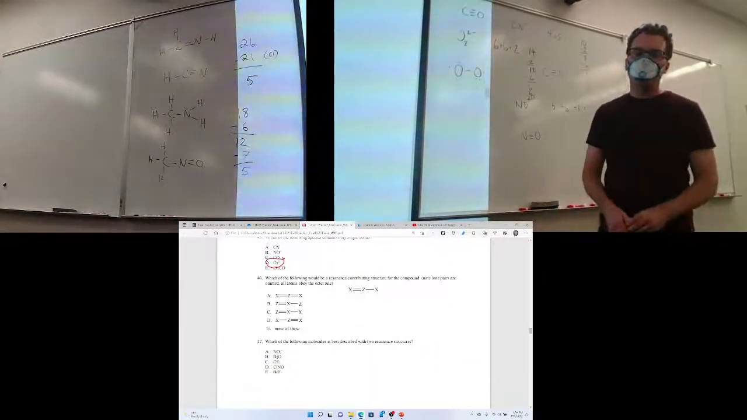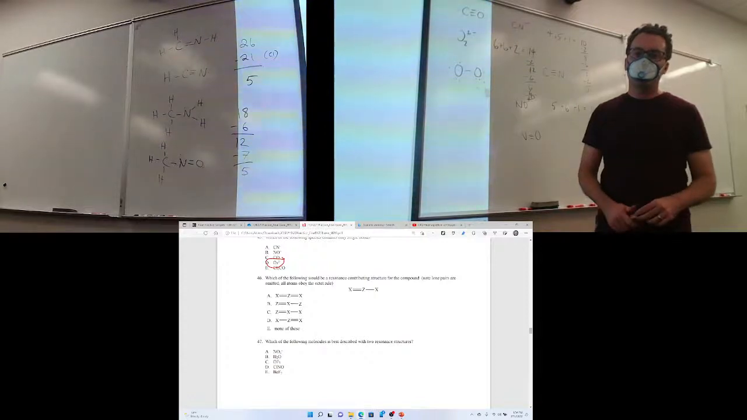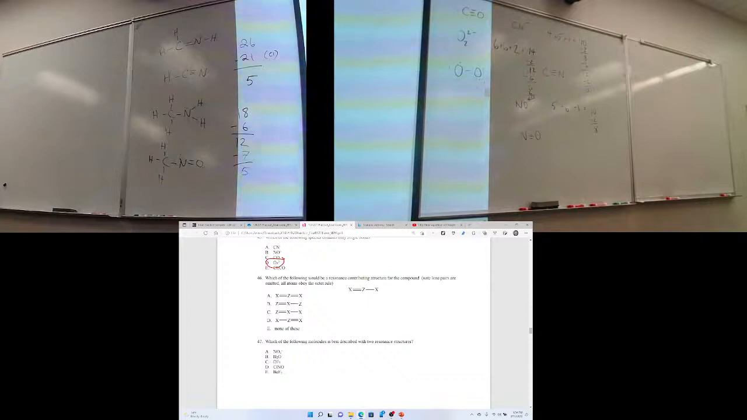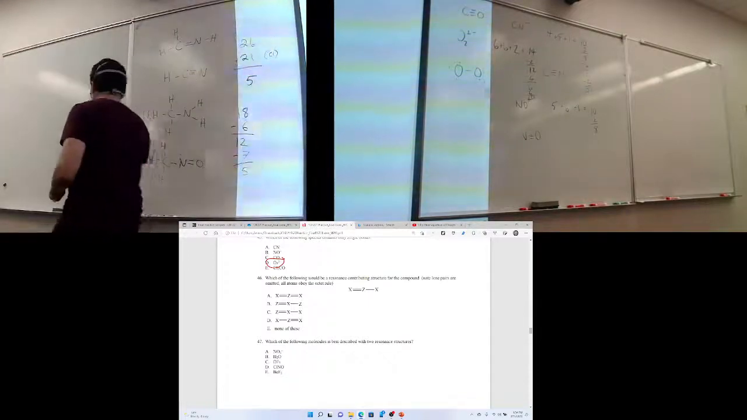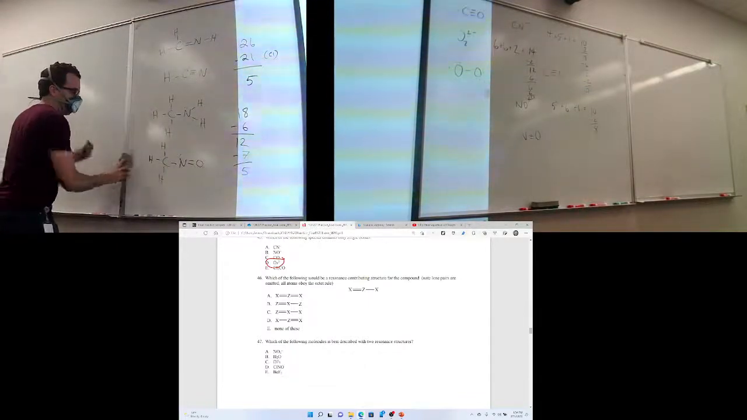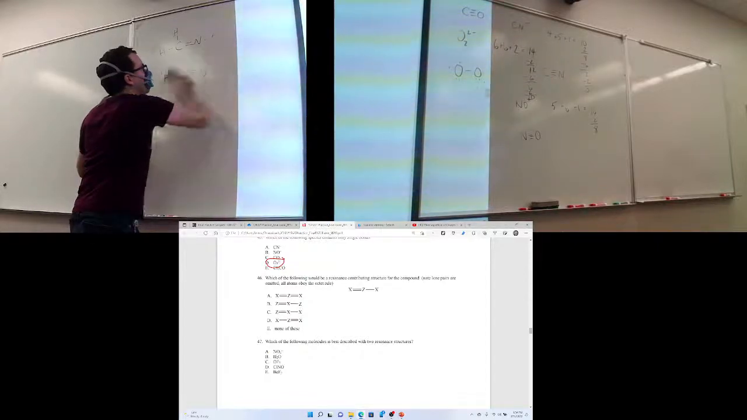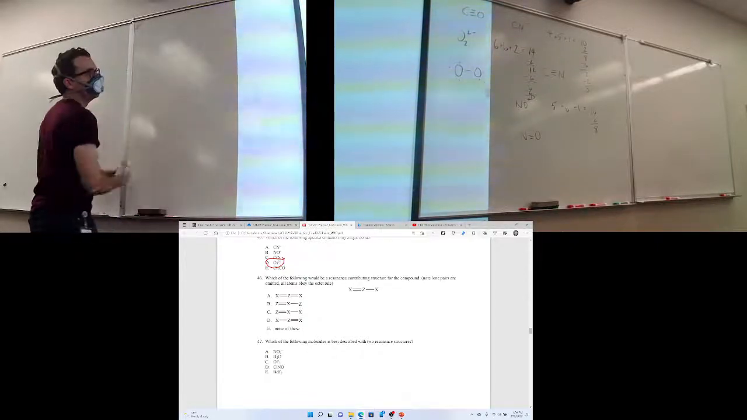So which of the following would be a resonance contributing structure for the compound? Note lone pairs are omitted, but everything follows the octet rule. So let's just draw those in, so it's complete.